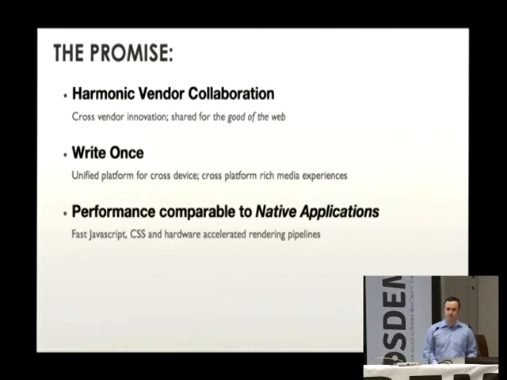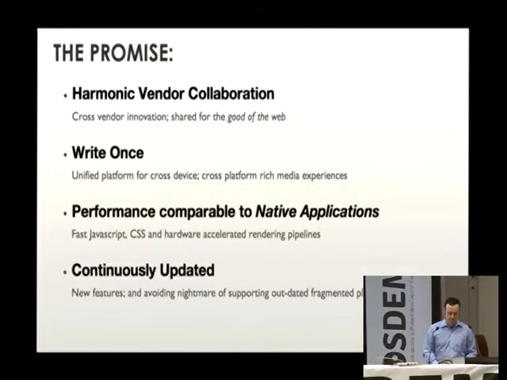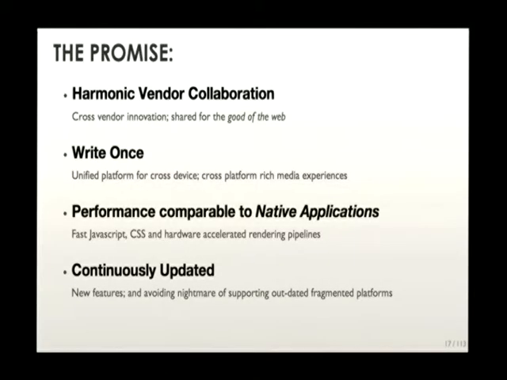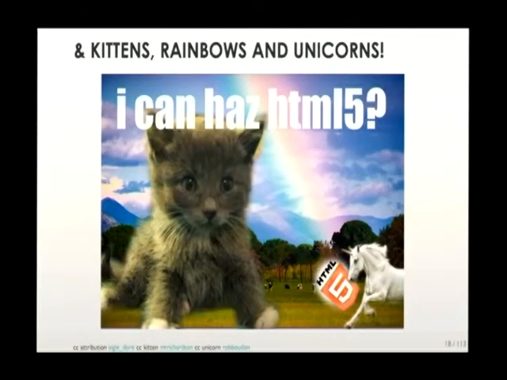And performance that was comparable to native, or at least mechanisms to get directly at the graphics hardware for resource-intensive tasks, like the CSS hardware accelerated rendering pipelines, and continuously updated. So we were going to have these systems that would evolve. So it was going to be an evolving standard, and we would get the new features of the standard widely distributed. And rainbows, kittens, and unicorns.